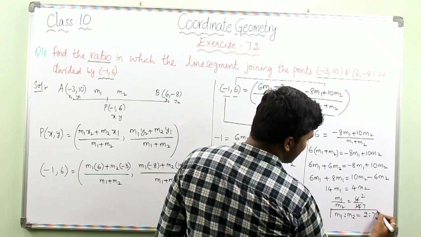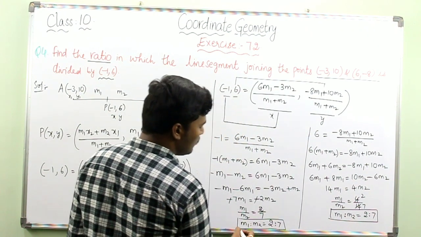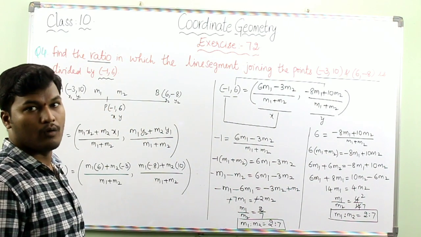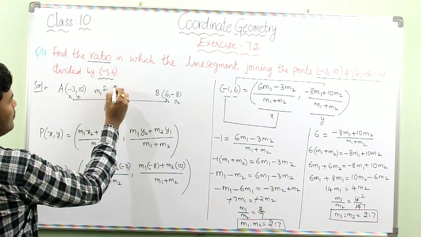In both the cases, we got the ratio as m1 is to m2 is equals to 2 is to 7. Therefore, the line segment is getting divided in the ratio 2 is to 7.